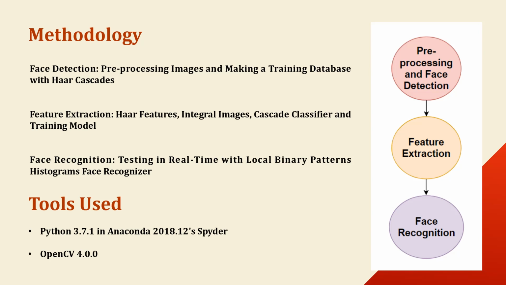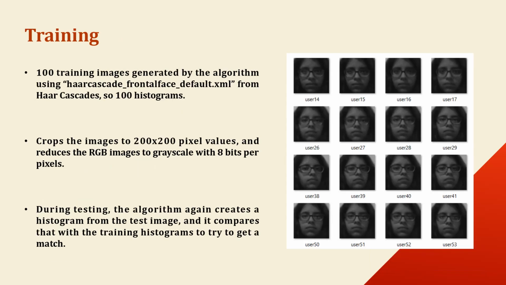So the model training is done with the LBPH face recognizer, as mentioned before. And finally, we have the face recognition module, in which we test it in real time using the LBPH face recognizer. The tools used for this project are Python 3.7.1 in Anaconda Spyder console, and we use the library OpenCV to get our Cascade classifier and our LBPH classifier.